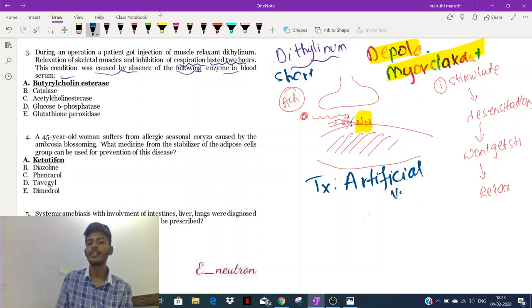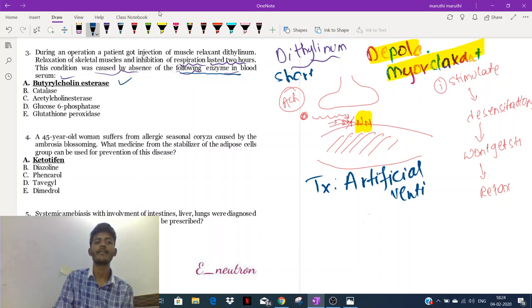What do I mean by artificial ventilation? I would place an intubation tube and connect the patient to the ventilator, and that's how we treat the patient. So which enzyme deficiency will lead to this condition? The condition will be caused by the deficiency of butyrylcholinesterase. So this is the explanation for our third question. Clear? So let's go to the fourth question.